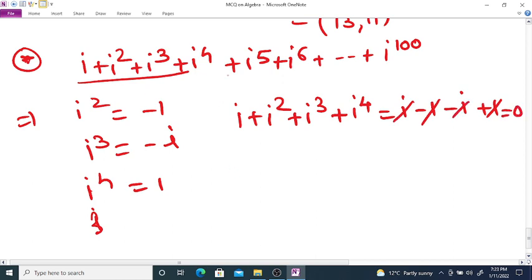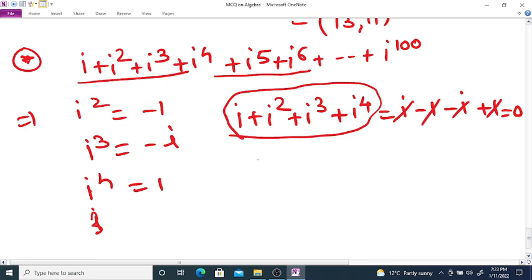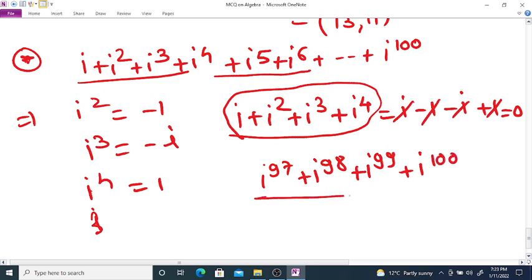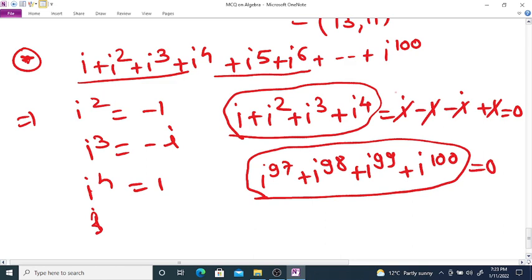Again, if we add similarly the next four terms, the successive four terms, then their addition is equal to 0. Similarly, i raised to 97 plus i raised to 98 plus i raised to 99 plus i raised to 100. This is the last group, and the value of the last group is also 0.